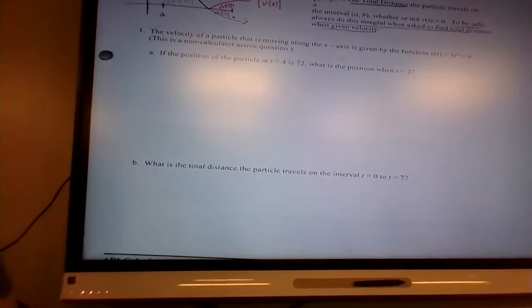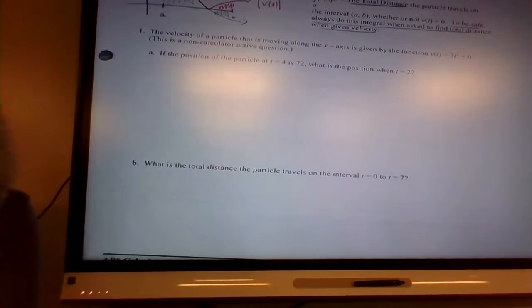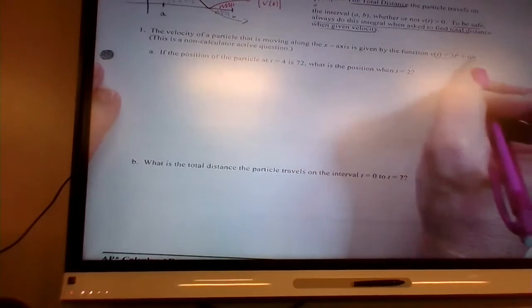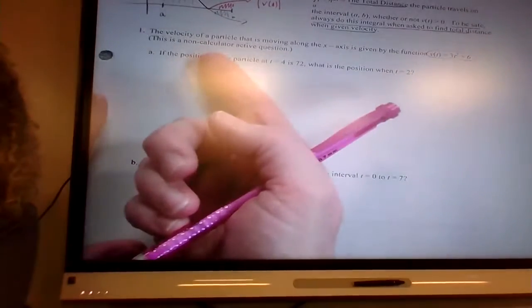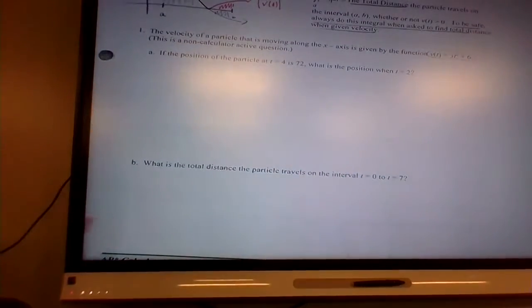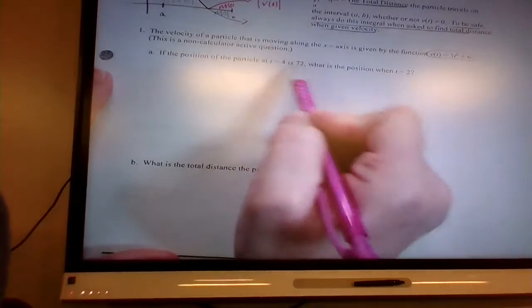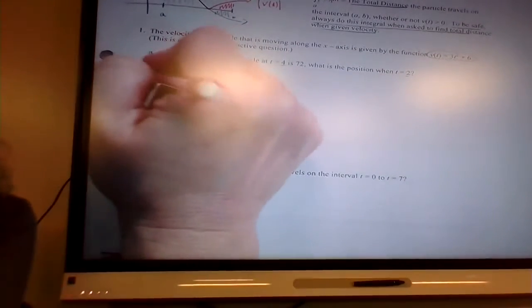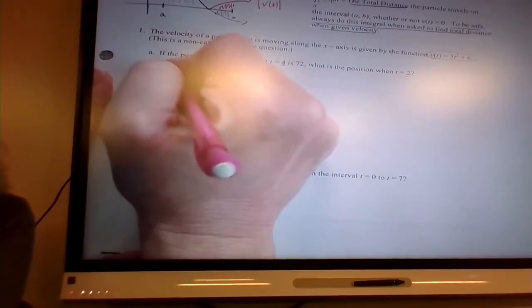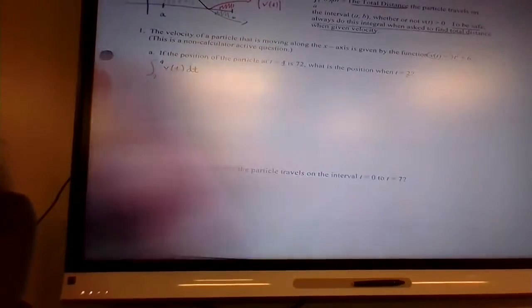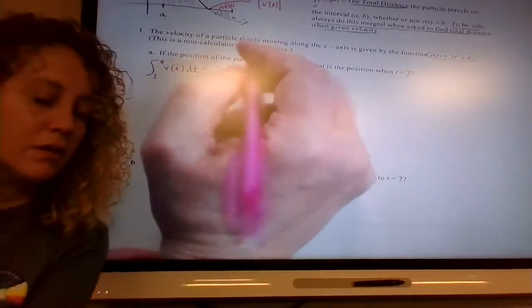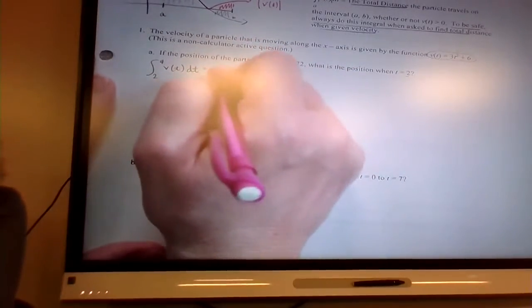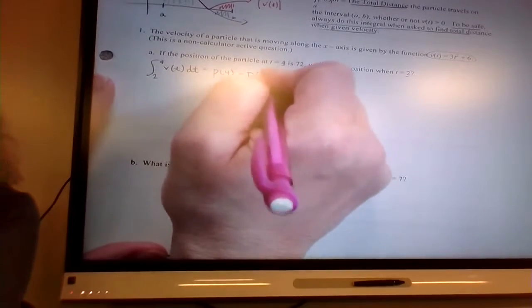Okay. The velocity of a particle that's moving along the x-axis is given by this function right here: v(t) equals 3t squared plus 6. This is a non-calculator question. If the position of the particle at t equals 4 is 72, what's the position when t equals 2? So we're going from 2 to 4 of v(t) dt, which would equal p(4) minus p(2), right?